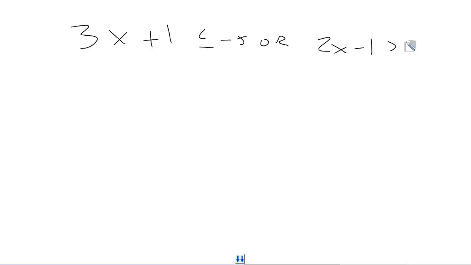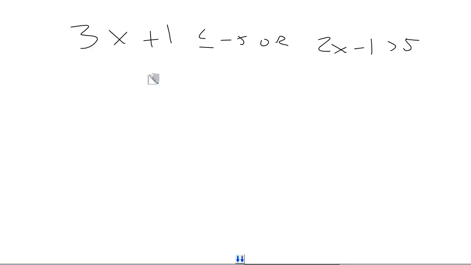So let me just start off with the fact that these are already going to be solved. I just want to show you some special cases. Solving them is no problem. Like if I said to solve 3x plus 1 less than or equal to -5, or 2x minus 1 greater than 5, you know, I have complete faith that you'll be able to solve these, right?